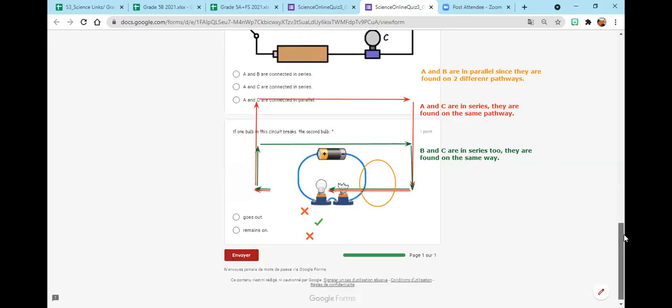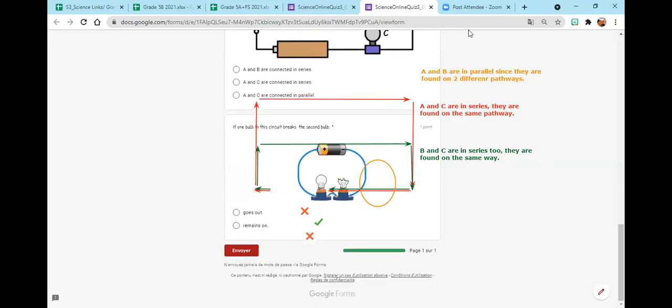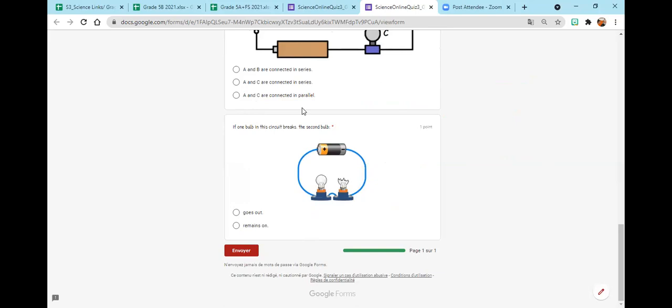Last question. If one bulb in this circuit breaks, the second bulb goes out, since this is a series circuit. When the electric current moves this way, the circuit is open, right? Now the circuit is open. It cannot pass through this. So the second one goes out.